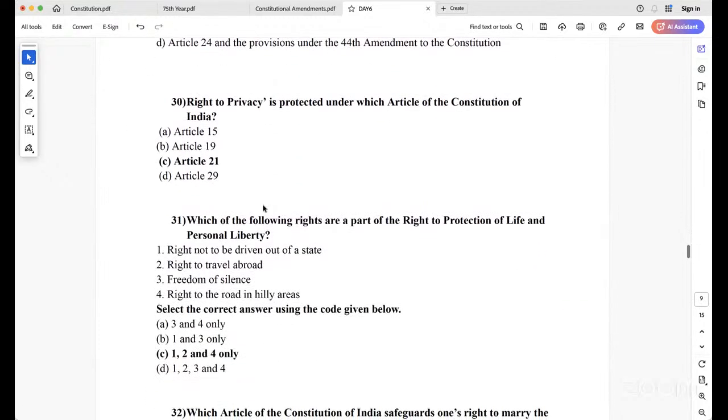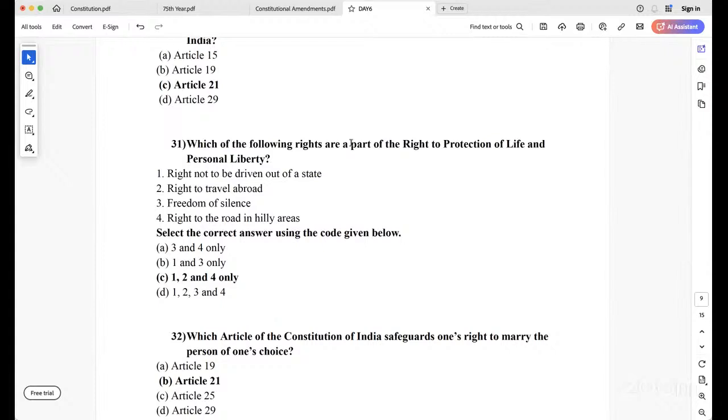Okay? Next, right to privacy is protected under which article of the Constitution of India? Article 21. Which of the following rights are a part of the right to protection of life and personal liberty? Right not to be driven out of a state. Right to travel abroad. Freedom of silence. Right to the road in hilly areas. Freedom of silence doesn't come under this article. It comes under Article 19. That's why this is wrong.